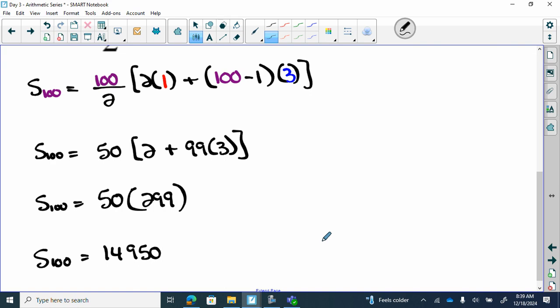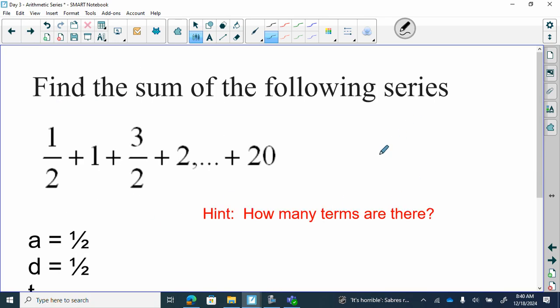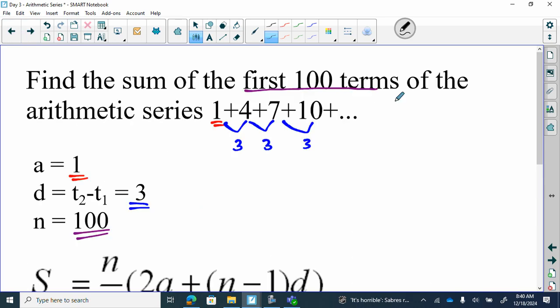If it just said find the sum of the first 5 terms, you could argue it's quicker to just go the first term plus the second term plus the third term plus the fourth term plus the fifth term. Bam, you're done. The more terms, the more beneficial the formula is. All right.